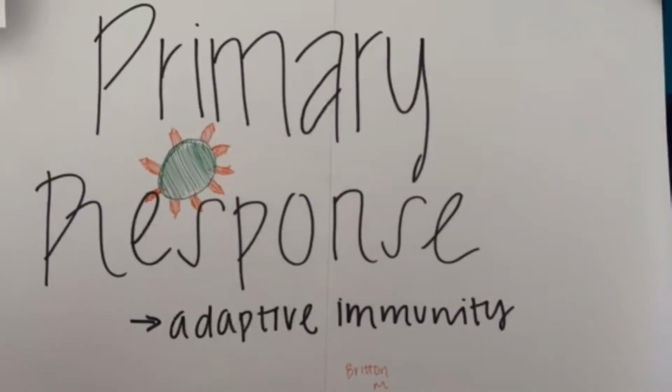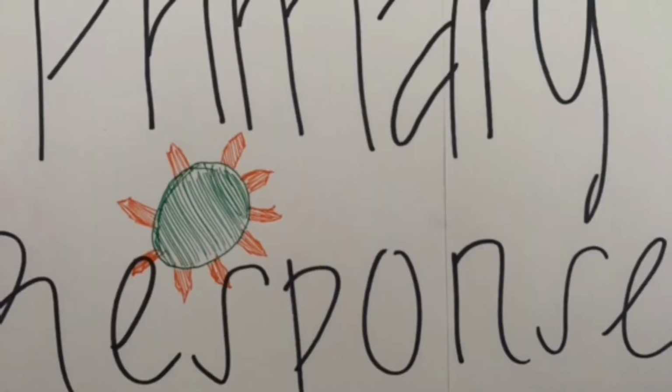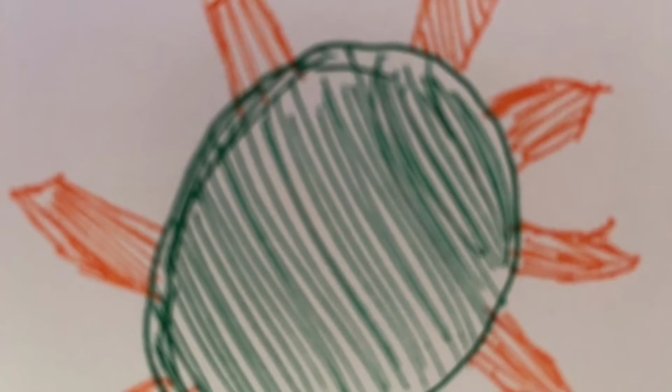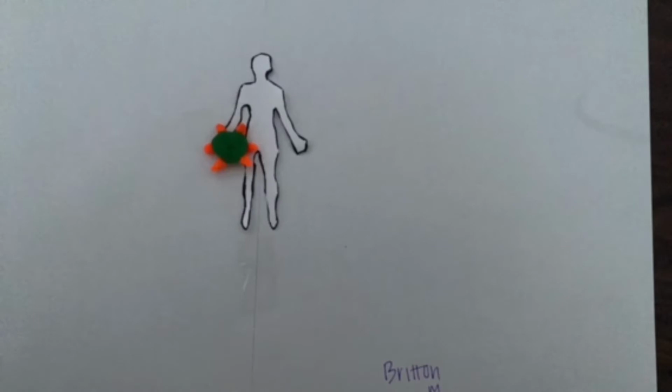When the SARS-CoV-2 virus enters a person's body for the first time, the pathogen is foreign to that person's immune system, triggering the primary response by adaptive immunity. The primary response usually takes effect within 10 to 17 days after the initial exposure and is a longer response compared to the shorter, more efficient secondary response.